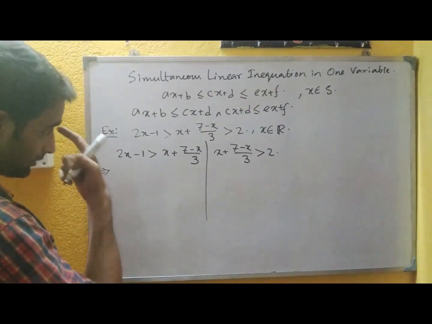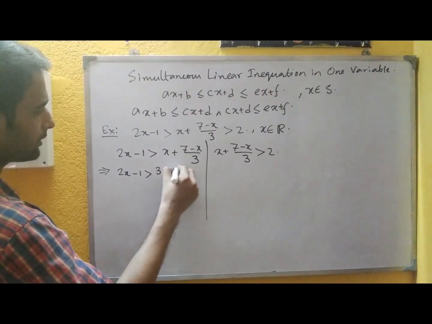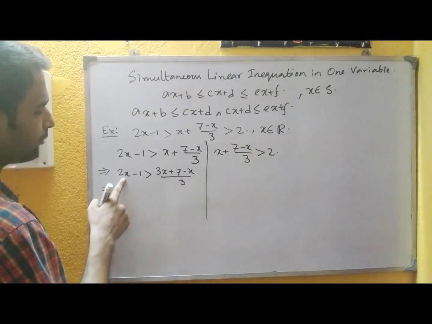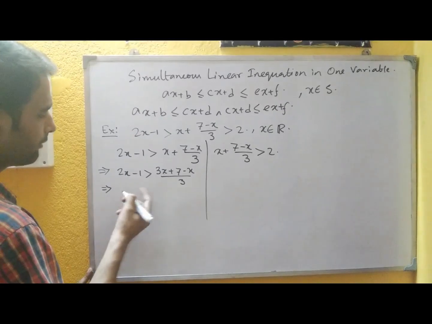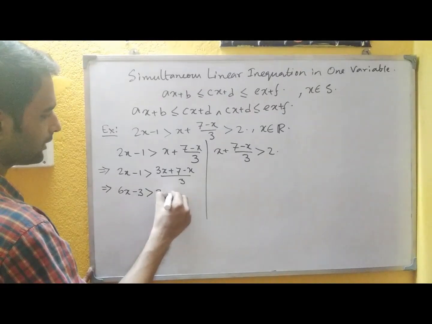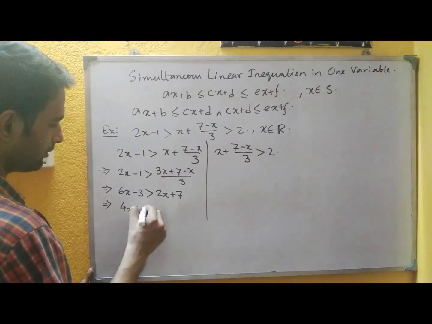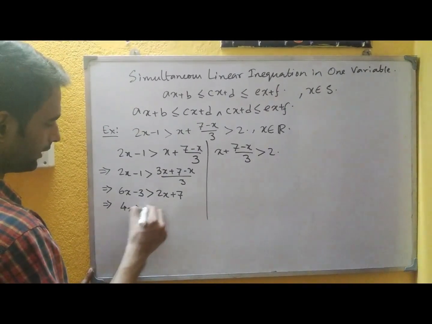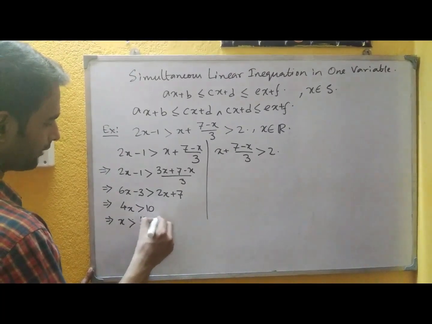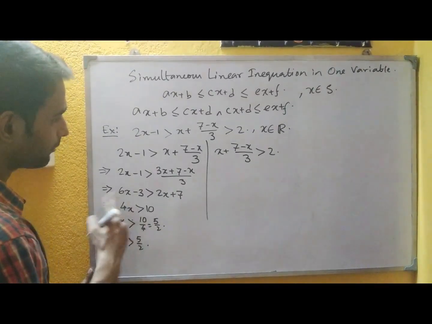If you solve this, you will get something like this: 2x minus 1 greater than 3x plus 7 minus x by 3. You are multiplying by a positive quantity 3 on both sides, so the inequality will not change. So it will become 6x minus 3 greater than 2x plus 7. That will give you 4x greater than 10. That means x greater than 10 by 4, that is 5 by 2. And finally you are getting x greater than 5 by 2 from this part.